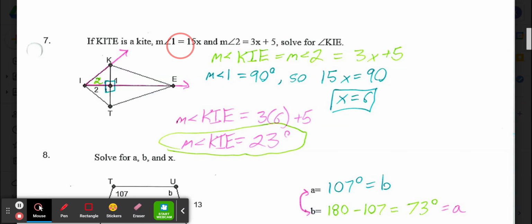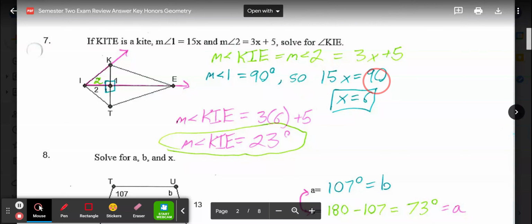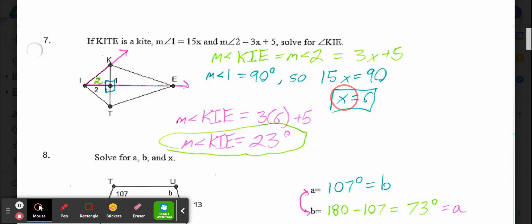So if 15x is the measure of angle 1, 90 equals 15x, so x is 6. Plug that into 3x plus 5 to get the measure of angle 2, which was the same as KIE. So 3 times 6 plus 5 gives us 23 degrees.